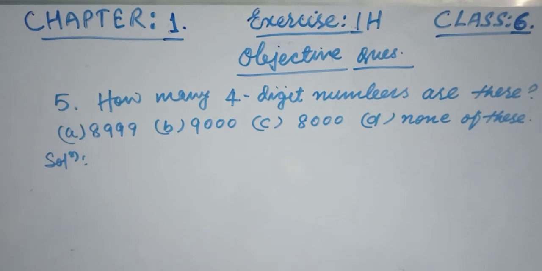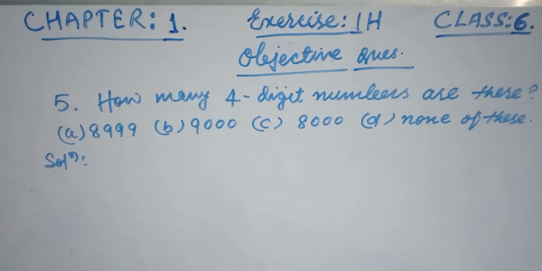Now see, friends, exercise 1H. All questions are objective. And questions number 1, 2, 3, 4 are very simple questions. Place value type of question, face value. Find the difference between place and face value. Question number 4 is the smallest counting number is 1, friends. And now question 5, we have taken question number 5. A very interesting and tricky question. How many 4-digit numbers are there?